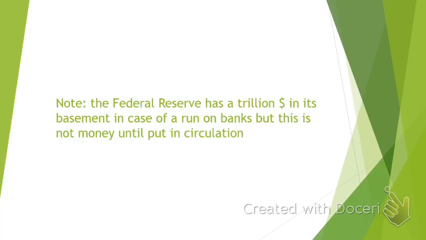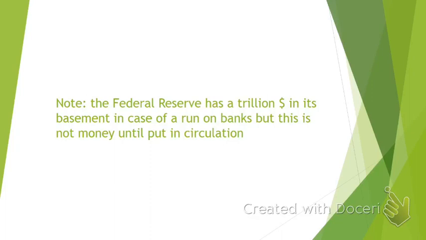Note, the Federal Reserve has $1 trillion in its basement in case of a run on banks. What do I mean by a run on banks? And when did this happen? Sort of. The Great Depression. Yeah, the Great Depression. A run on banks is when everybody's panicked about money, and they don't trust the bank, so they go to the bank and they want all their money. All the money they have in the bank, they want to cash it out. They want to have it in hand, right?